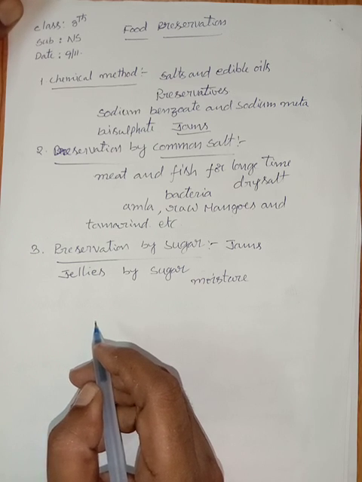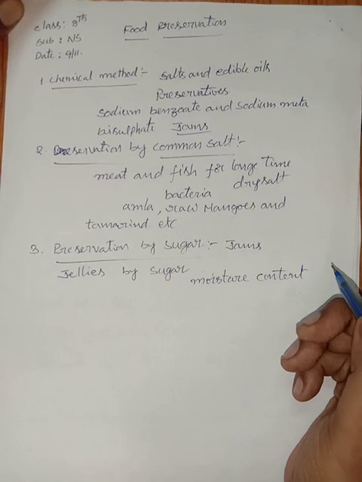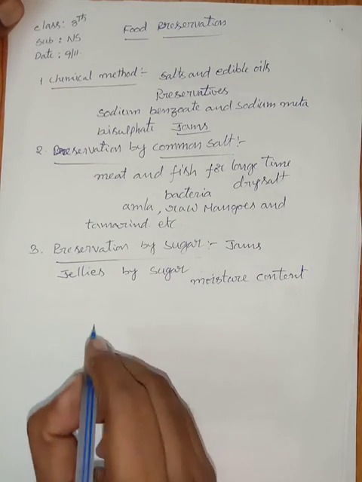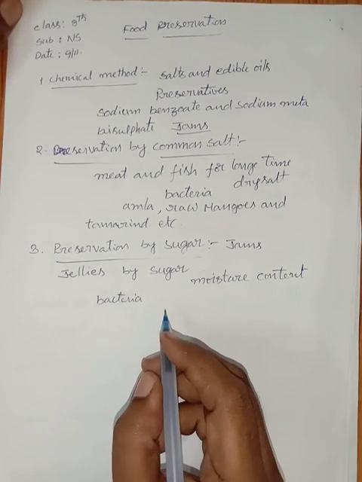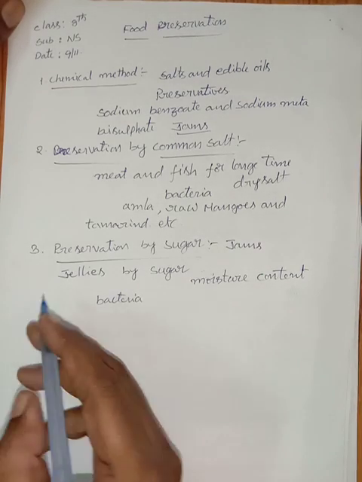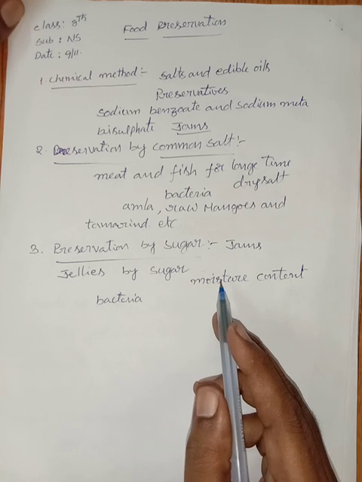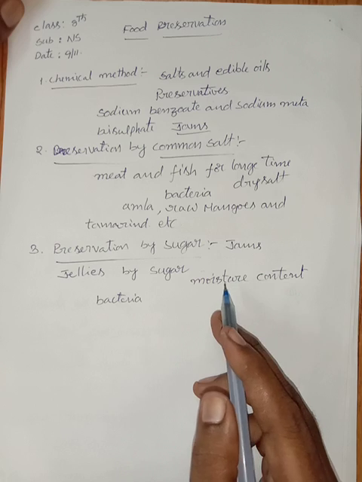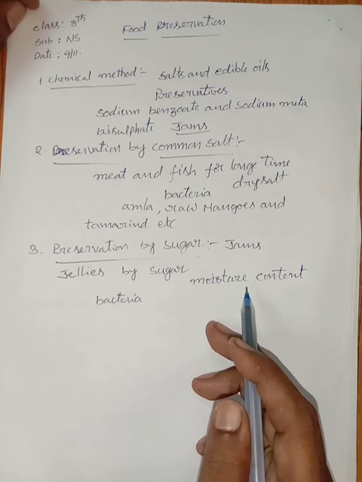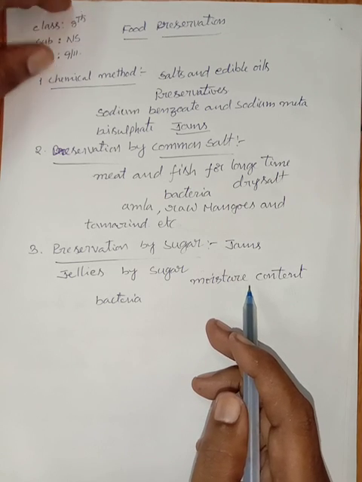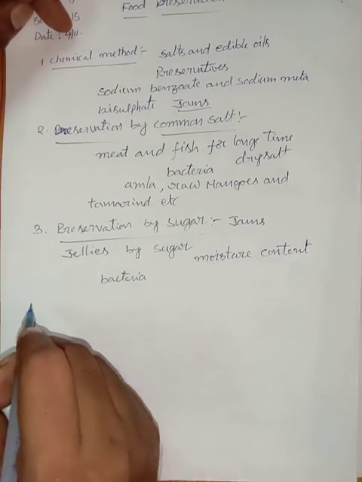Sugar reduces the moisture content which inhibits the growth of bacteria which spoil food. Okay, children, once again, jams and jellies are preserved by sugar. Sugar reduces the moisture content which inhibits the growth of bacteria which spoil food. And the next preservation method is preservation by oil and vinegar.